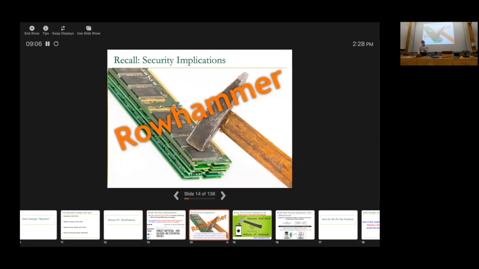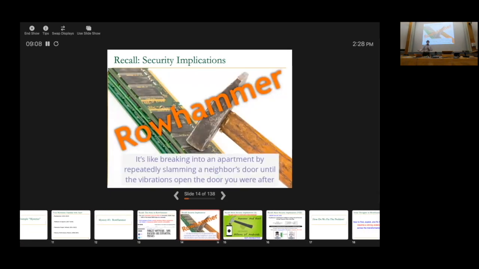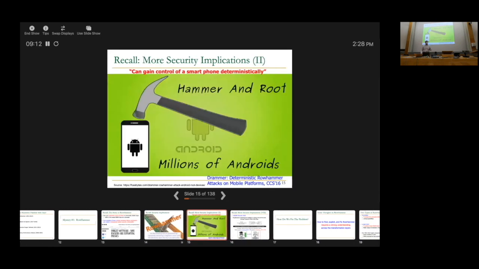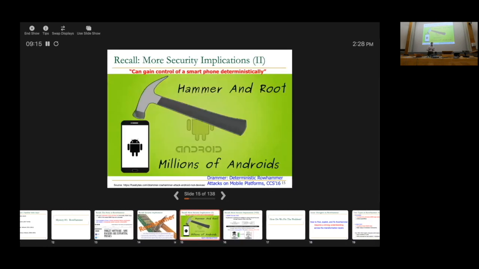And you've seen pictures like this. I will not talk about this because I already talked about this in the last lecture. And you've seen that this has security implications. Basically, you can get a bit flip in memory and someone can take over your system. It could be a mobile phone, for example. Mobile phones are, of course, easier, right?